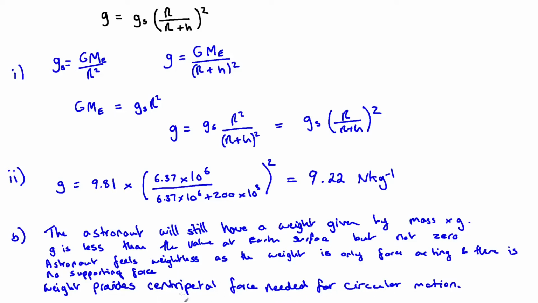Or instead of centripetal, you can say resultant force towards the centre of the circular path. That's what centripetal force means: the resultant force acting on the body towards the centre of its circular motion. And therefore the weight is providing that force. And there we are.